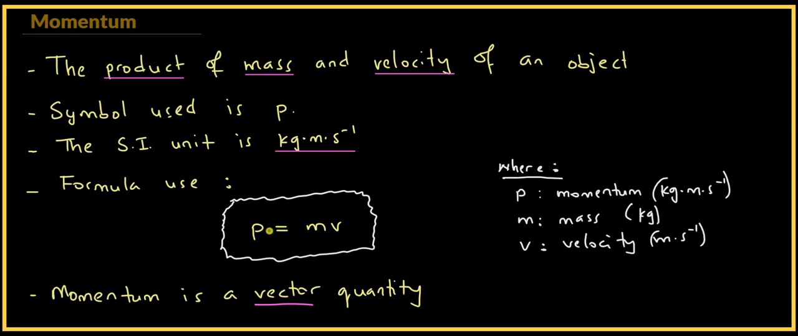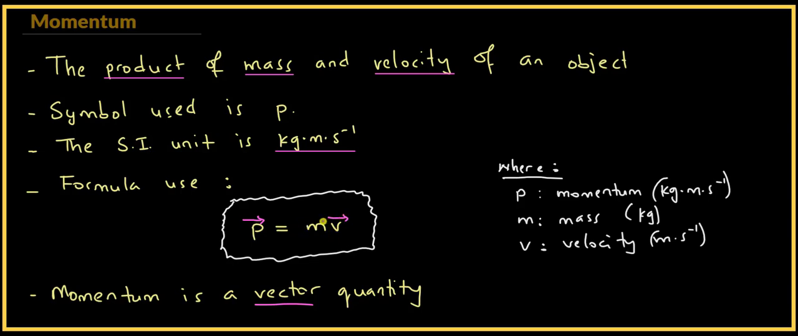So here's the equation that we use. p stands for momentum in kilogram meters per second, m stands for mass in kg, v stands for velocity in meters per second. So momentum here is a vector quantity, it has direction. Mass is a scalar quantity, it doesn't have direction. Velocity is a vector quantity, it has direction.